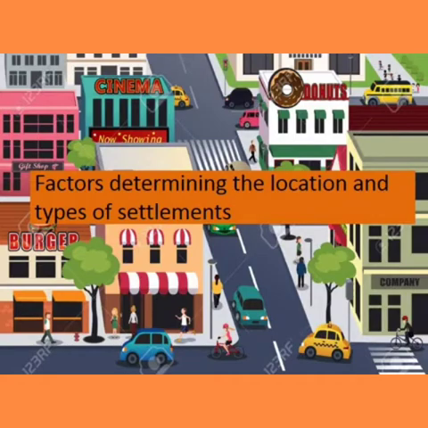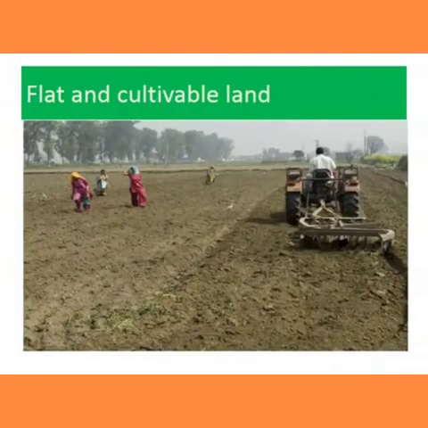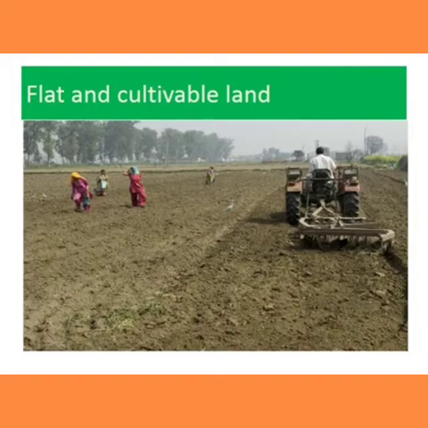Students, there are many factors which determine the location and the type of settlements. First factor is flat and cultivable land. Settlements grow in areas that are flat and where the land is cultivable. Settlements do not grow on steep hillsides or marshy lands.